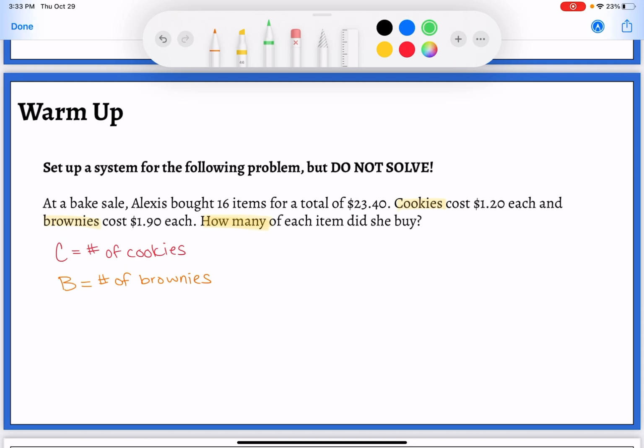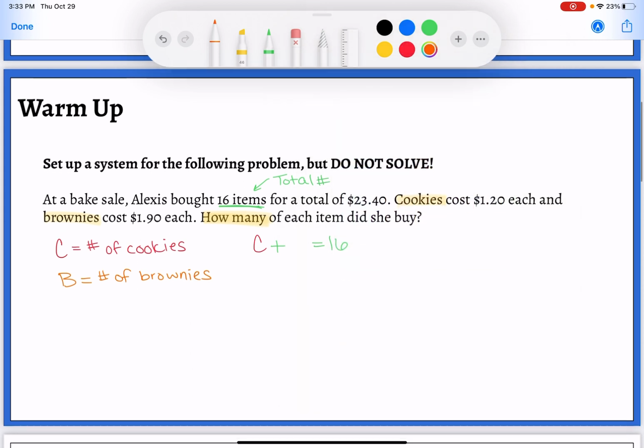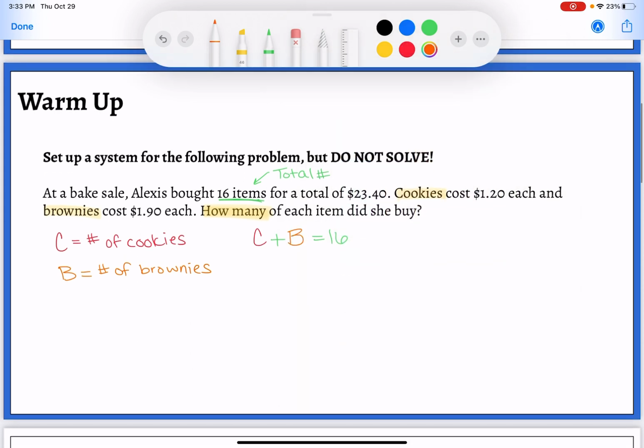I see in my first sentence here, it says that she bought 16 items. So 16 items, this is talking about the total number, right? C is the number of cookies, B is the number of brownies. When I add them up, they have to equal 16 total, right? So C plus B equals 16. There's our first equation, and that dealt with the total number, right?